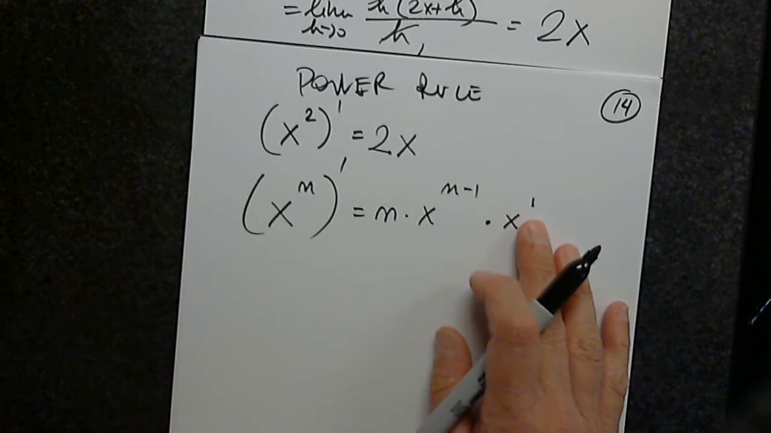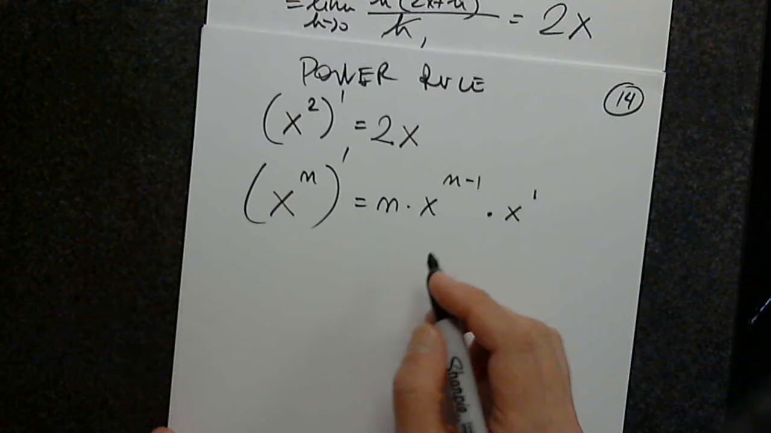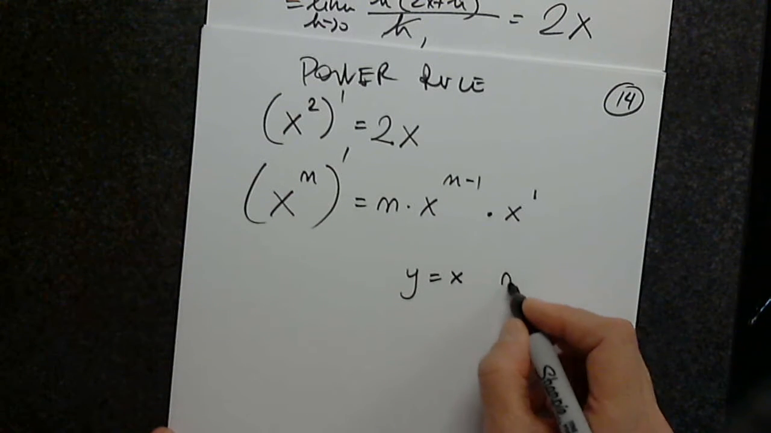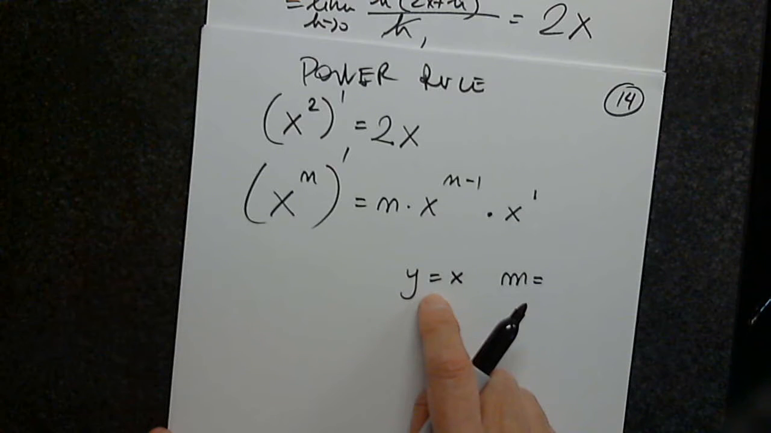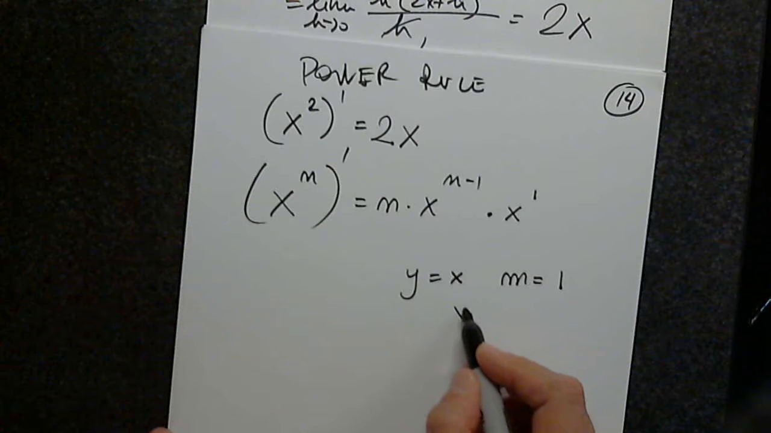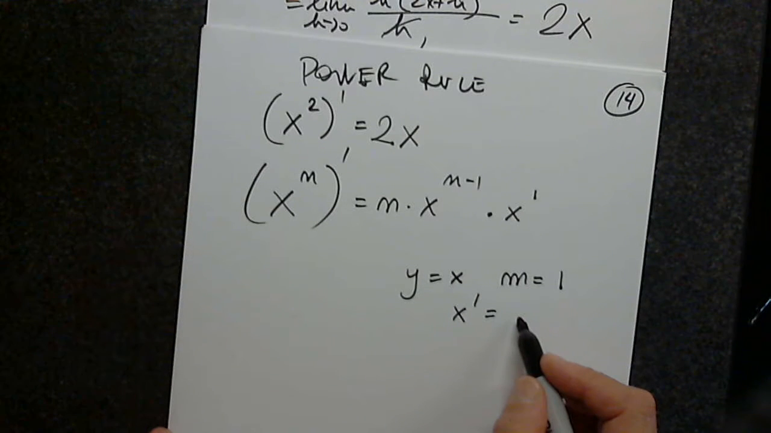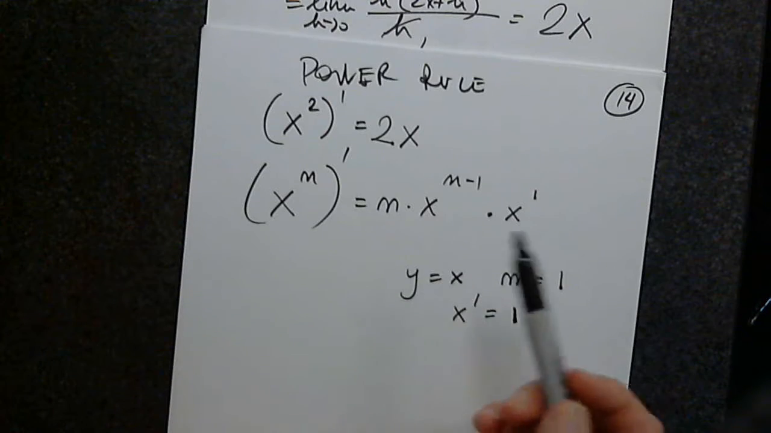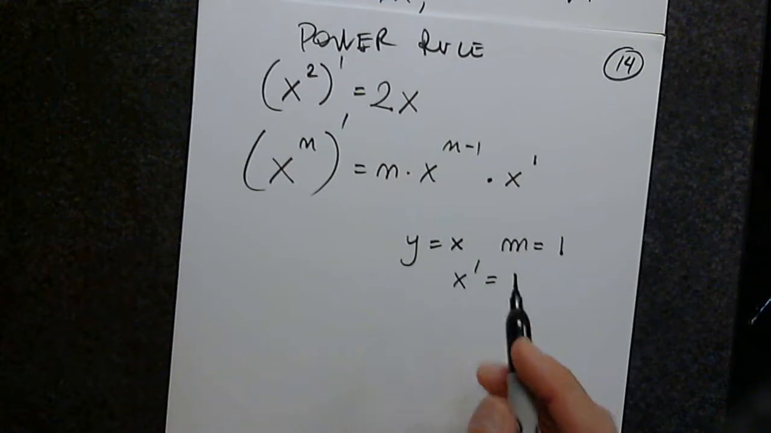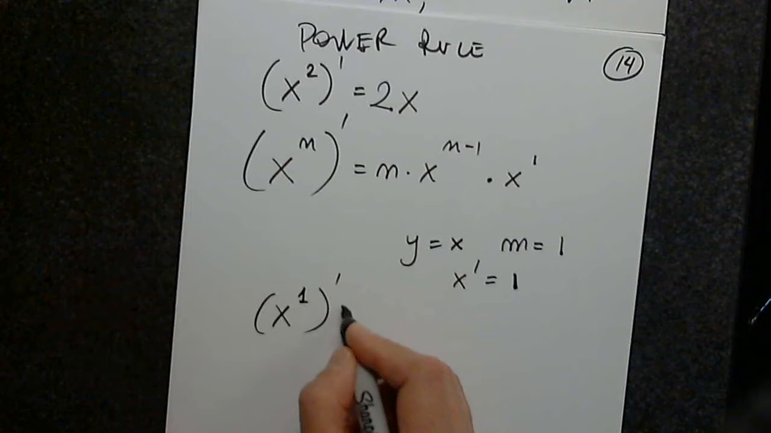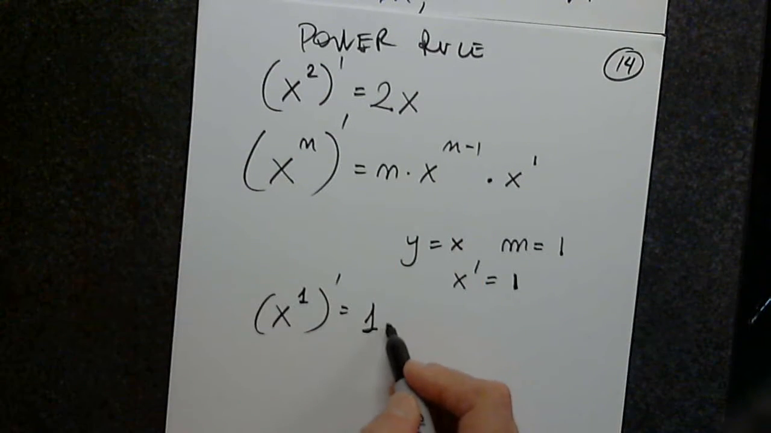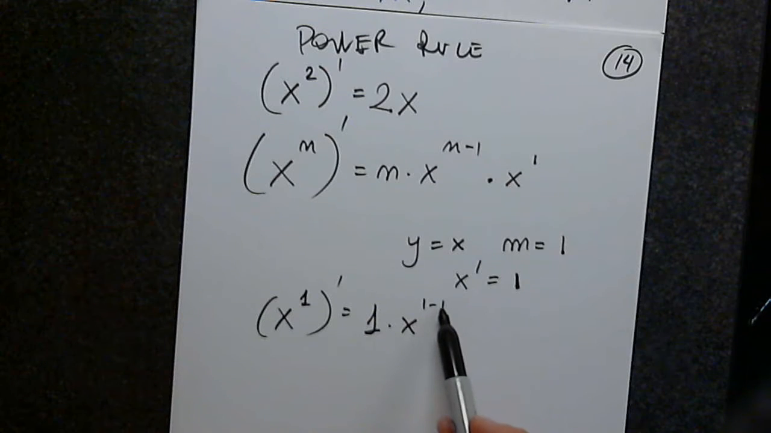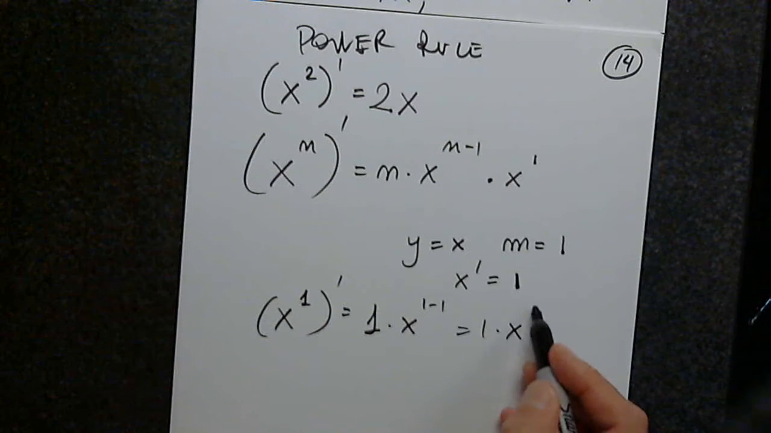Let's talk about this, because in this case there is no need. Y equals x, what is the slope of this function? 1. So what is x prime then equal to? 1. Right. Or you say, I bring down the power and subtract 1 from the power, and you get 0, right? So, let's do that. So, x to the first power prime, mimicking this, 1 times x to 1 minus 1, but 1 minus 1 is 0, and how much is x to 0?